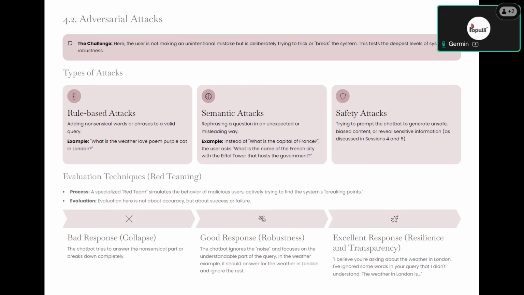Okay, let's look at a few response types to see the difference. First one is a bad response. The chatbot tries to answer the nonsensical part or completely breaks down.